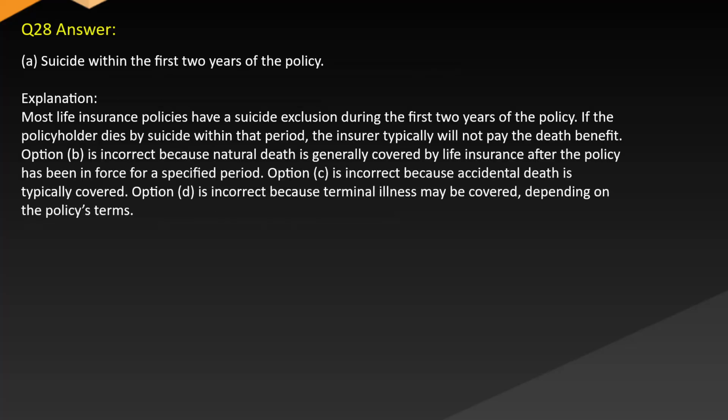Answer: A. Suicide within the first 2 years of the policy. Explanation: most life insurance policies have a suicide exclusion during the first 2 years of the policy. If the policyholder dies by suicide within that period, the insurer typically will not pay the death benefit. Option B is incorrect because natural death is generally covered by life insurance after the policy has been in force for a specified period. Option C is incorrect because accidental death is typically covered. Option D is incorrect because terminal illness may be covered depending on the policy's terms.